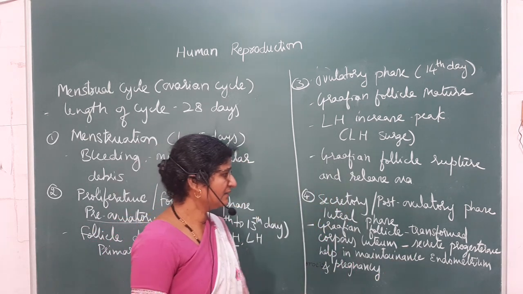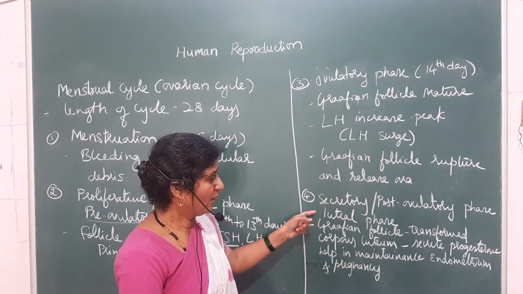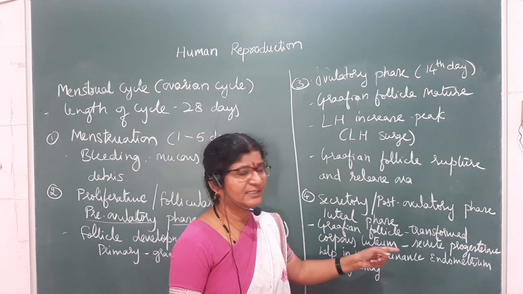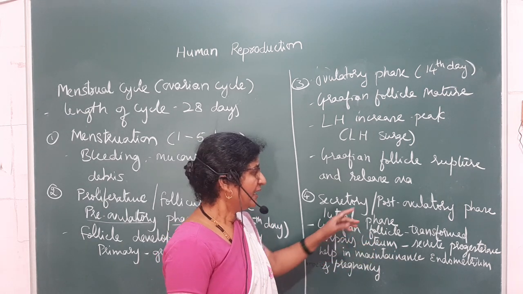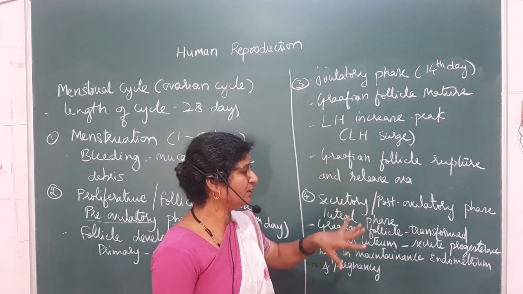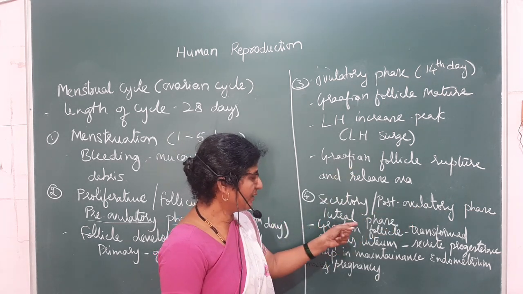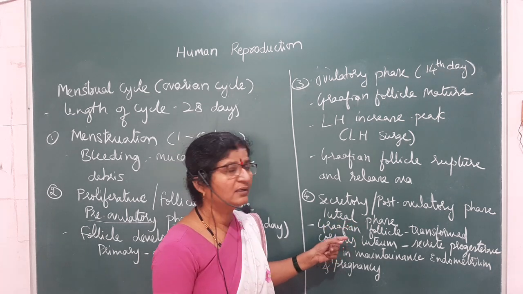That is why this phase is called secretory phase. It is called secretory phase because the corpus luteum will secrete the progesterone, a hormone which is called the pregnancy maintaining hormone. It is called post-ovulatory phase as it is formed after the ovulation. It is called luteal phase as here the corpus luteum is formed from the Graafian follicle.